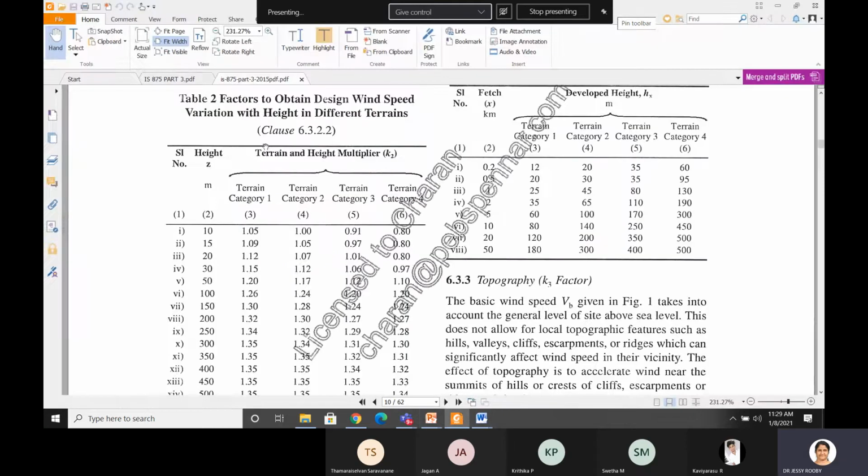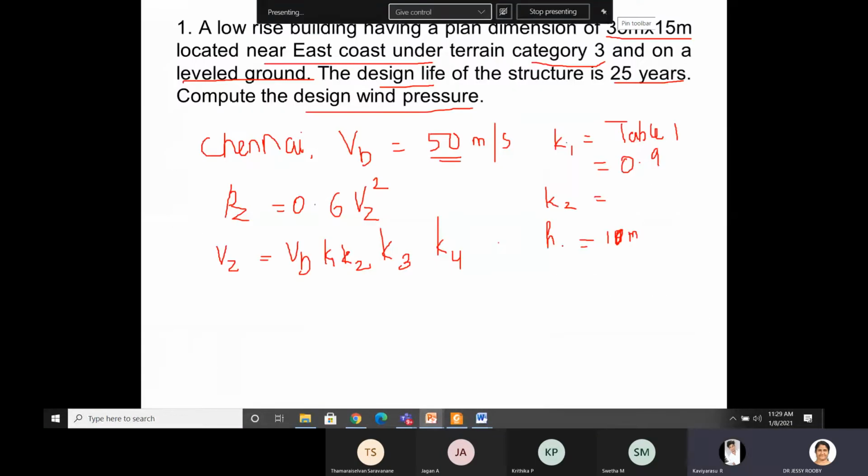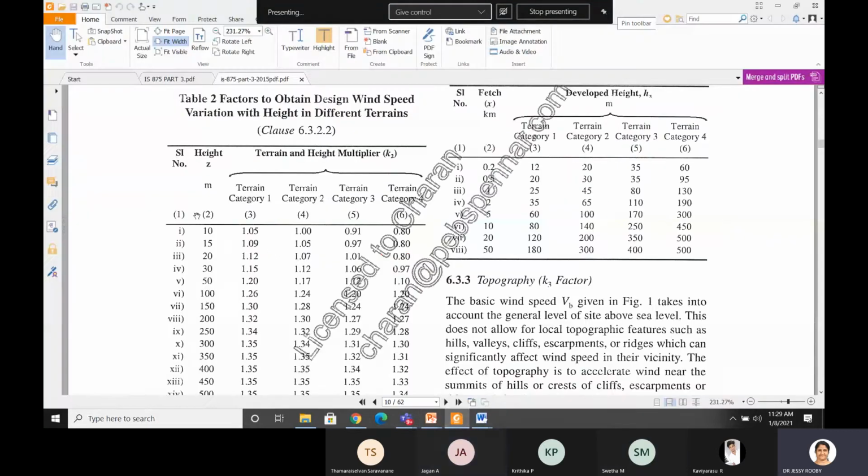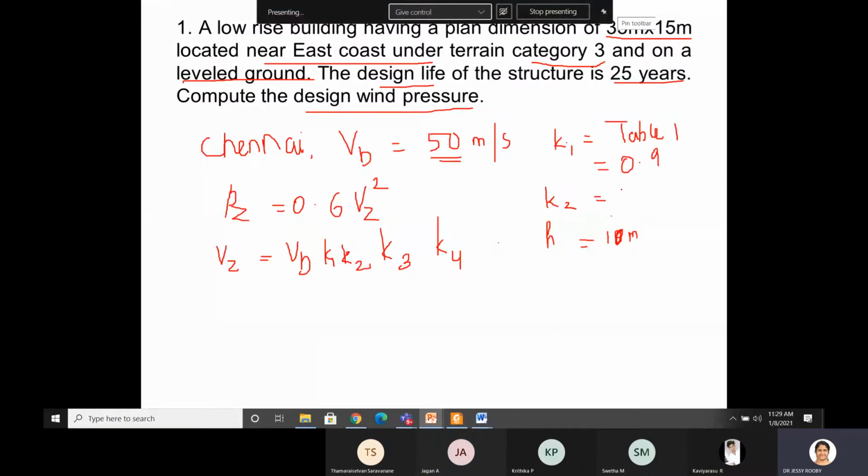Now refer to this table and tell me, terrain category is which category it is given in the question? Terrain category 3. So in terrain category 3, height 10 meter, what is the value of K2? 0.91. Very good. So your K2 factor is 0.91. Okay, this is from table 2.